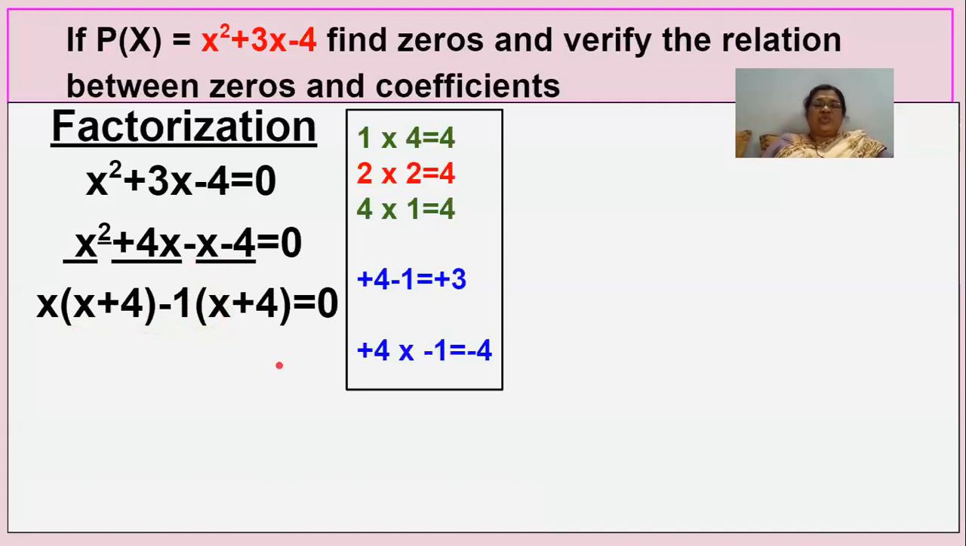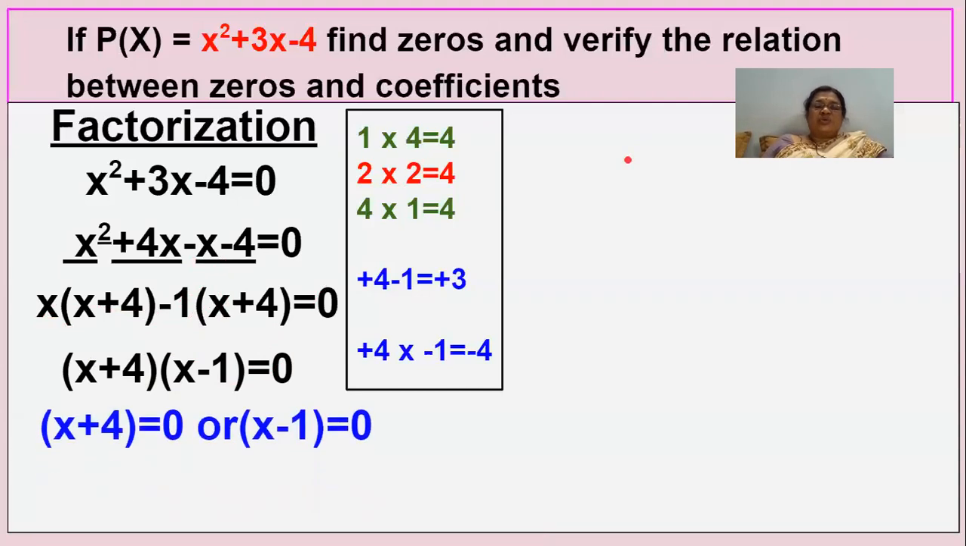So x plus 4, when I take it out as common, this x plus 4 goes outside. What remains inside? This x and minus 1, isn't it? So you'll get x minus 1 here. x plus 4 is equal to 0 or x minus 1 is equal to 0. So when you take 4 to the other side, you'll get minus 4, and minus 1 to the other side, you'll get plus 1. So we have found the zeros for this polynomial, that is one is minus 4 and the other one is plus 1.